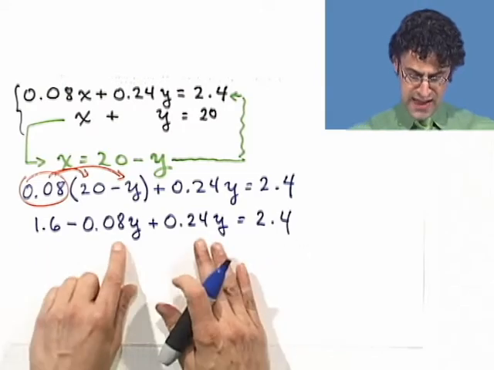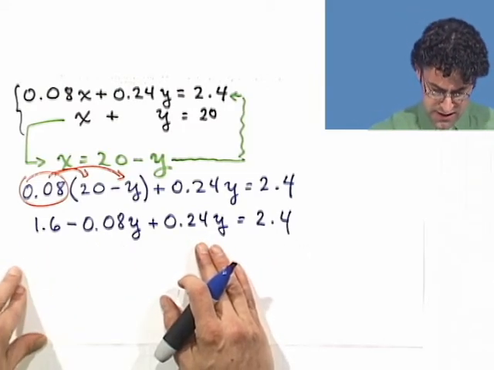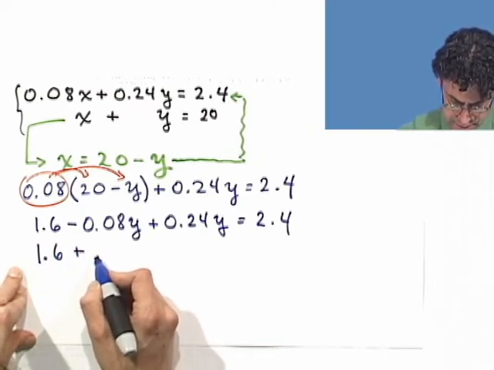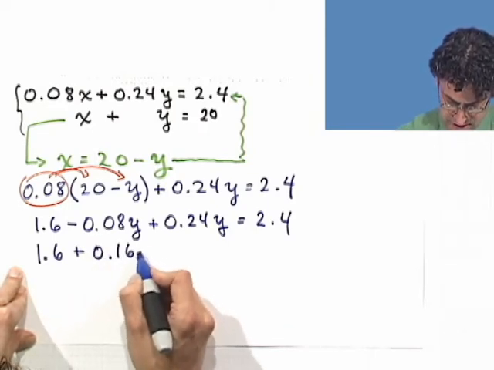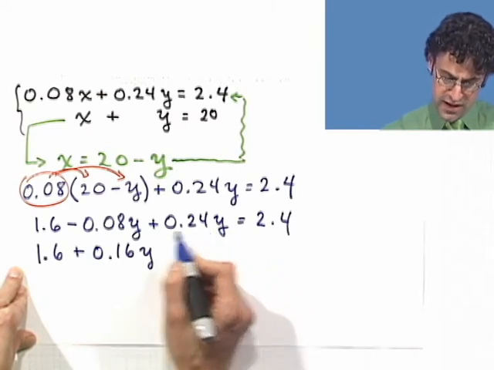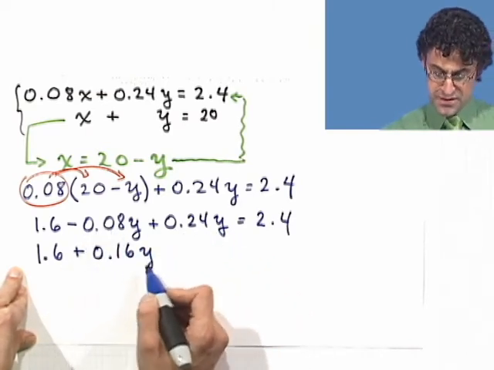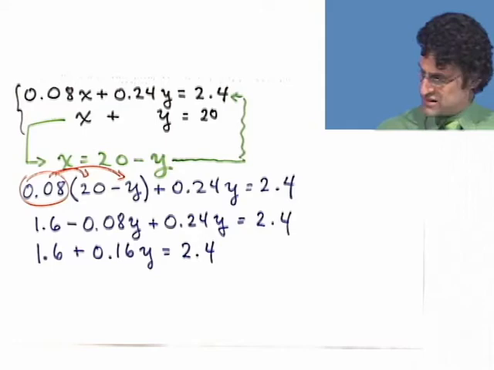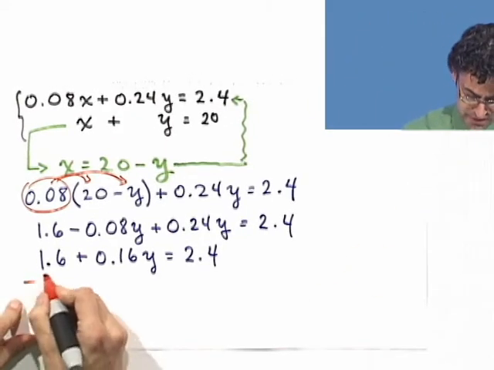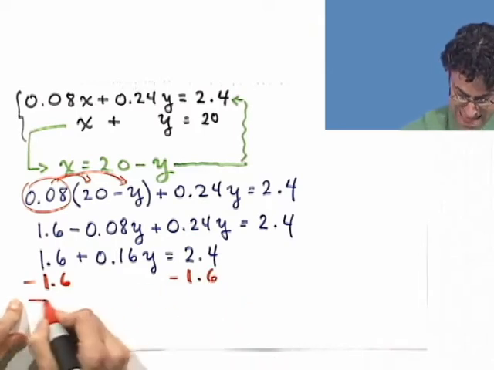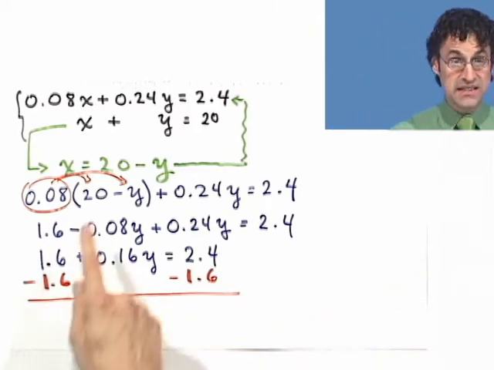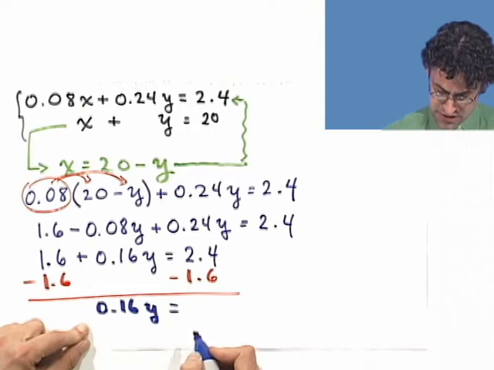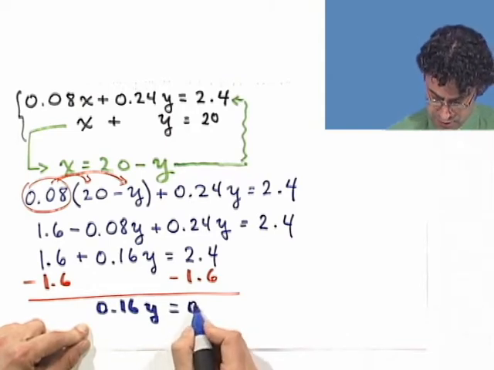Okay, well, we can simplify this a lot. We can add these y's together, and when we do that, what we see here is 1.6 plus 0.16y. Because if I take 0.24 and subtract off 0.08, I'm left with 0.16y. And that equals 2.4. Now I subtract, because I want to get the y by itself, so I'm going to get rid of this non-y by subtracting 1.6 from both sides. Fun. And so this actually adds to give 0. So I'm just left with 0.16y equals, and when I subtract here, I'm just left with a very simple 0.8.